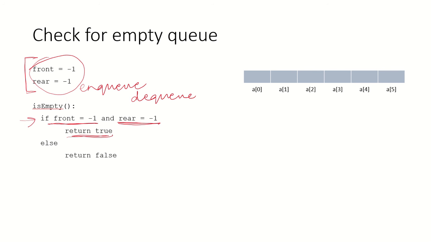So if we have to check whether the queue is empty or not, we can create a function like this, isEmpty, and if front and rear both are -1, we will return true. If any of these variables is not -1, we will return false, and that will indicate that there is at least one element in that queue.